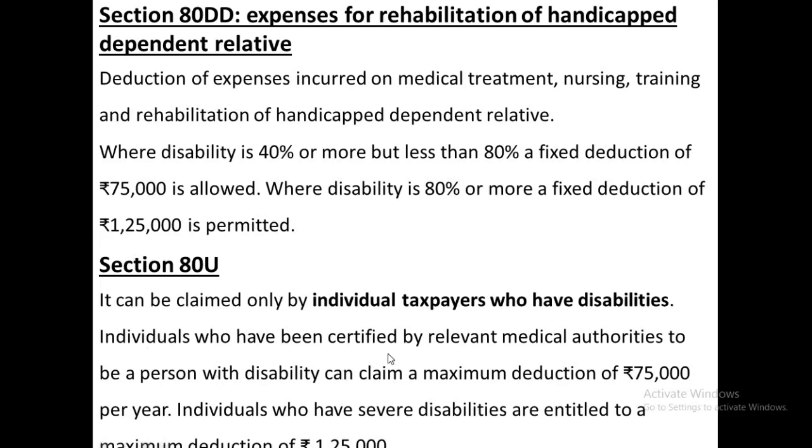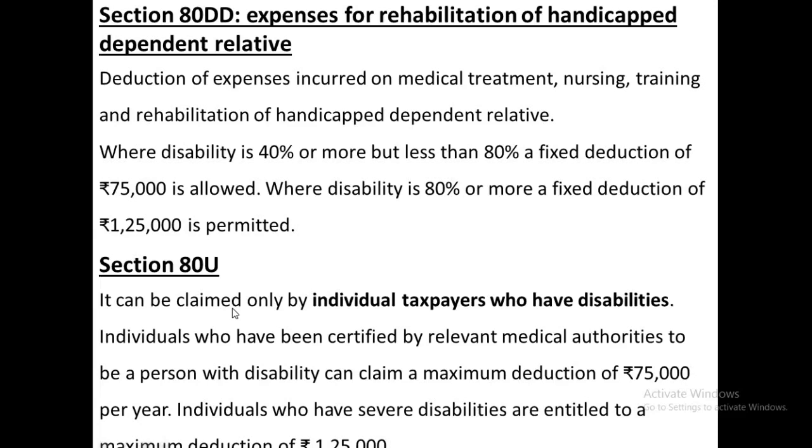It can be claimed only by individual taxpayers who have disabilities. So individuals who have been certified by relevant medical authorities to be a person with disability can claim a maximum deduction of rupees 75,000 per year. Individuals who have severe or major disabilities are entitled to a maximum deduction of rupees 1,25,000. So overall, under section 80DD and section 80U, if the assessee himself or the dependent relatives are suffering from any disabilities, the assessee can claim a fixed amount of deduction irrespective of expenditure incurred.